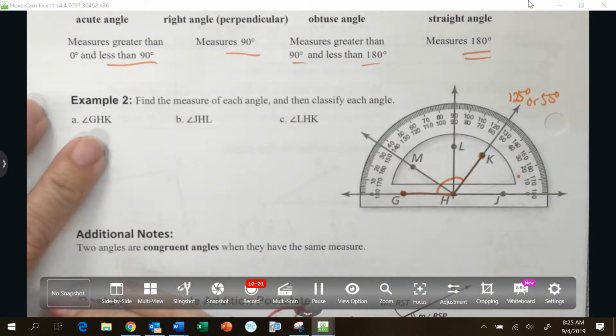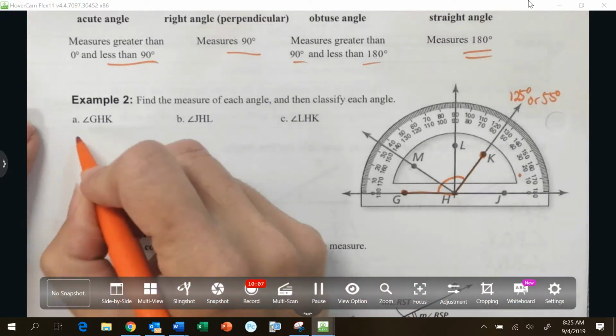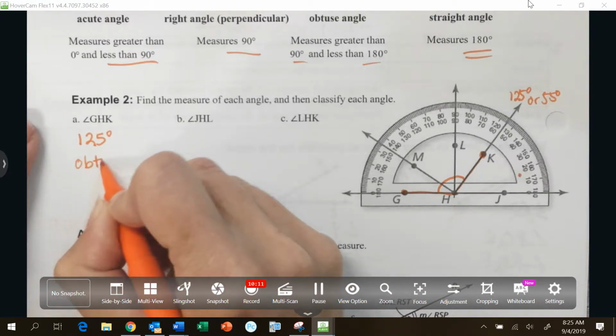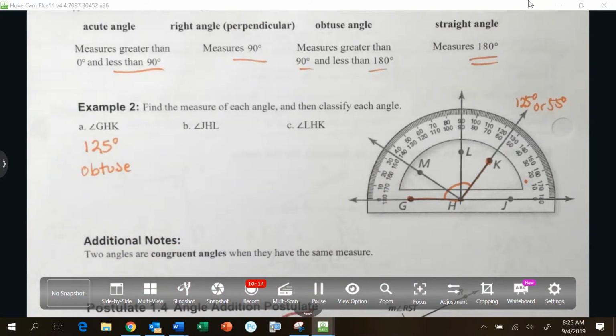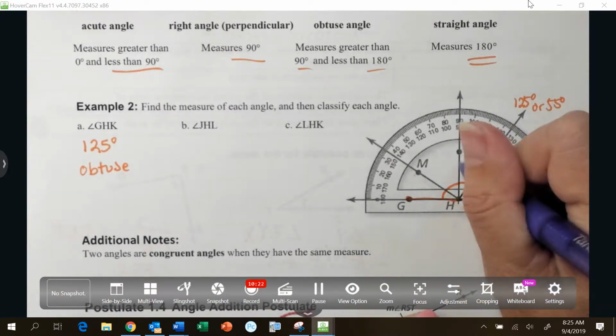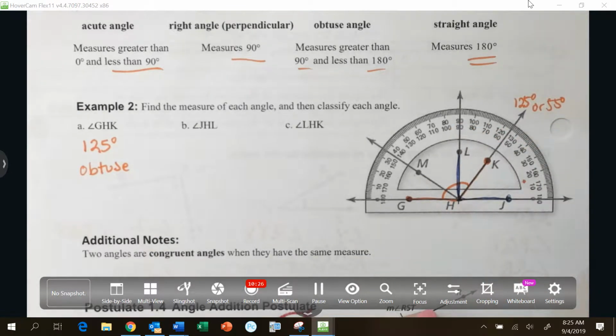Jesse, what do you think? Probably 125. Why? Because it is more than 90 degrees. Mm-hmm. So then what kind of angle is it? So we obtuse. Obtuse. All right, JHL, I'll do it in a different color. JHL.